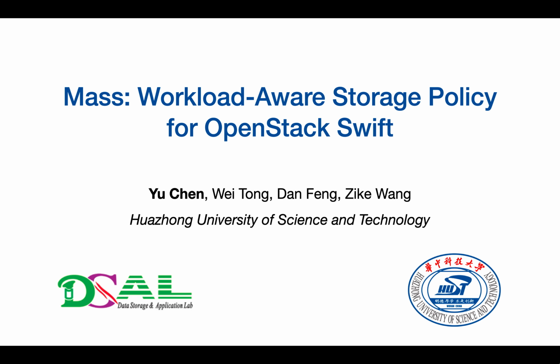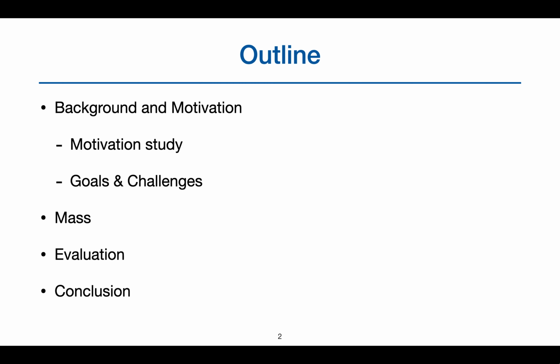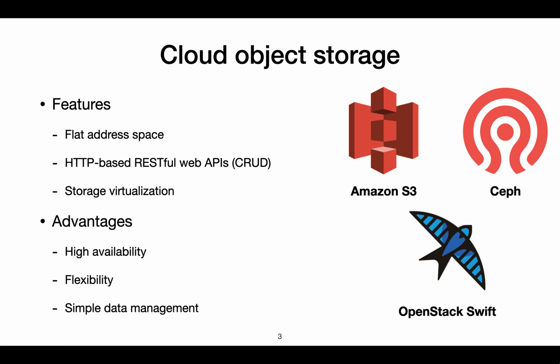Our work is focused on the big issue of storage management for multi-tenants in cloud object storage, and the prototype system is implemented based on the OpenStack Swift platform. I will first introduce the background and motivation part, which contains the studied tests for motivation and summarize the goals and challenges, and then I will explain the design. After that, I will show the effect that our design can achieve. Finally, the conclusion helps to review the whole speech.